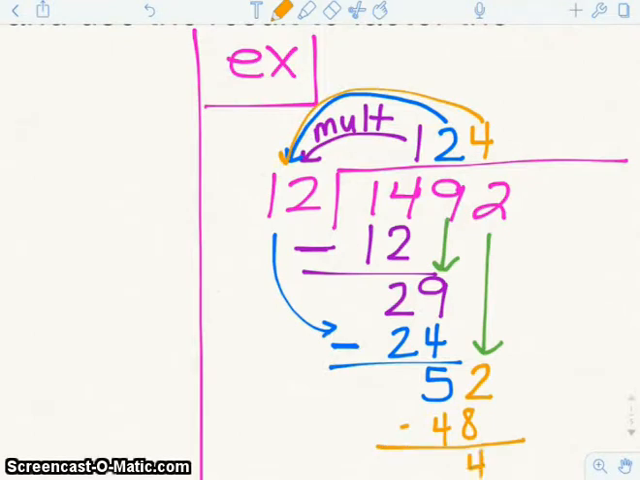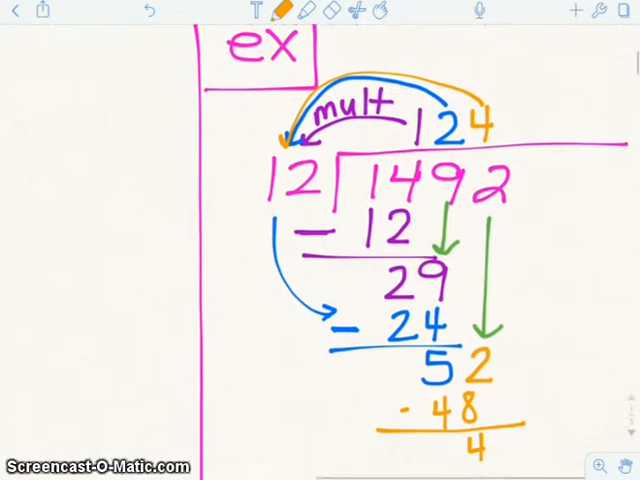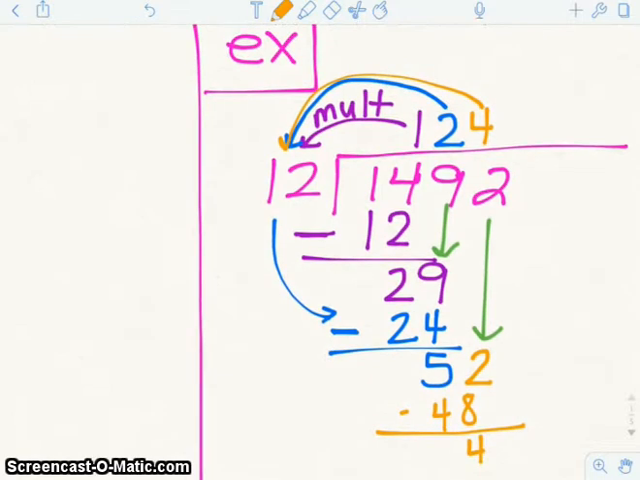And now I ask myself, 12 goes into 4 how many times? It doesn't. 12 is bigger than 4. It can't go any further. So my remainder is 4. It's okay if there's pieces left over. Alright, that's long division that you've seen before.